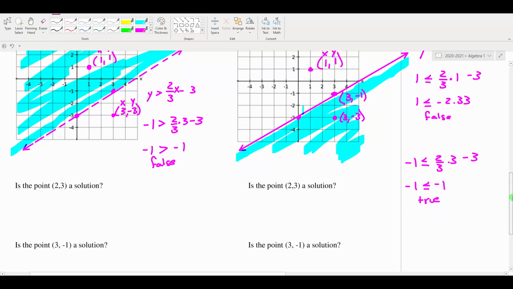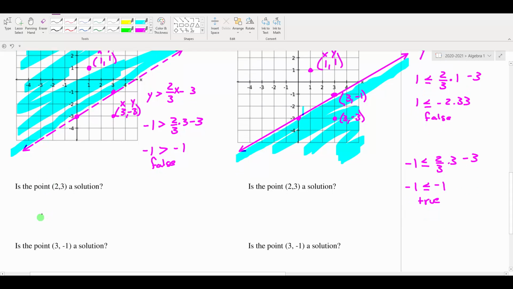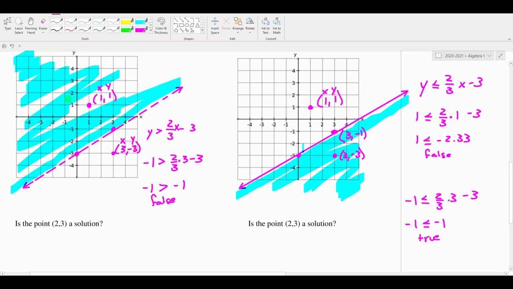All right, so let's finish off some of these questions here. It's asking, is (2, 3) a solution? They're just giving us a point and wanting to know if that is a solution. It's really easy once you have a graph. Let's get rid of this point that we were working with before, so we have a clear graph. We go right 2 and up 3. Here's a point, and that is in our shaded region. So is the point (2, 3) a solution? Yes, it is.